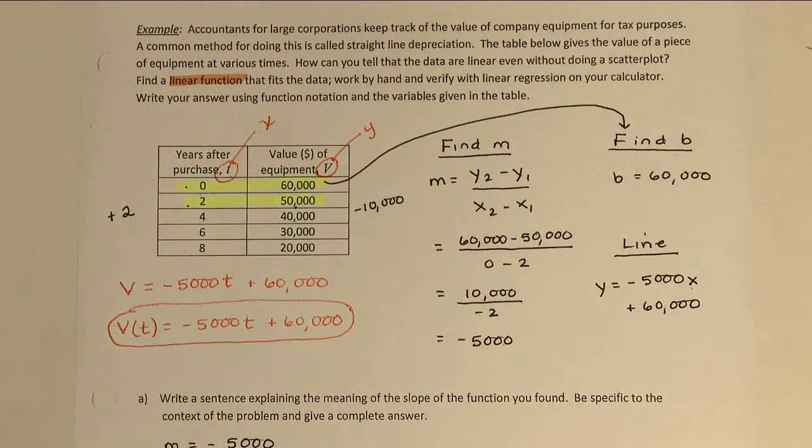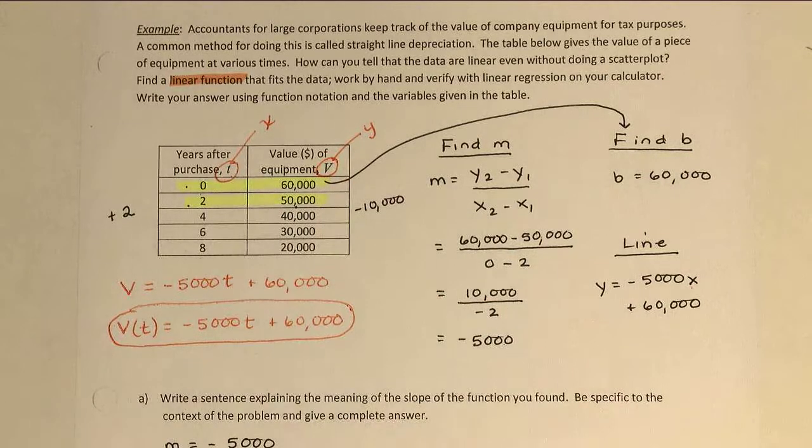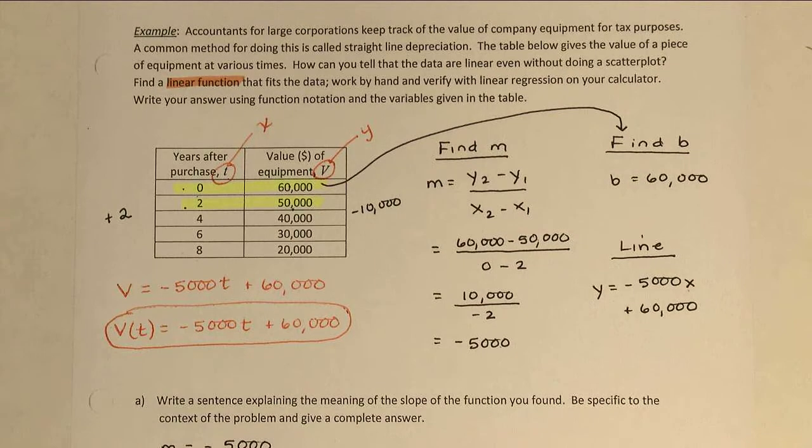What's changing here is the value of the equipment with respect to time. So we would say this is a rate of change. The value is decreasing by $5,000 per year.